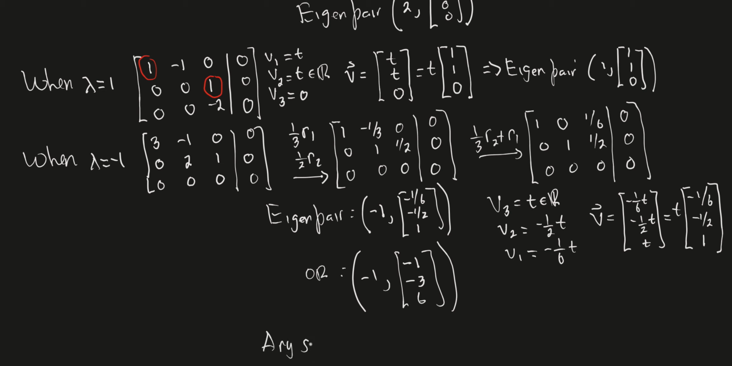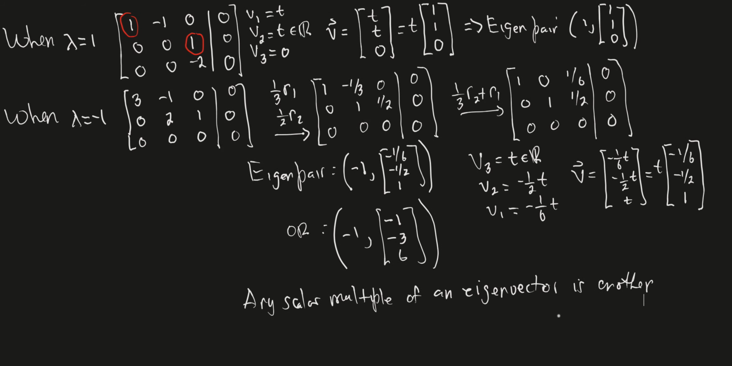So I'll just say that here. Any scalar multiple of an eigenvector is another eigenvector. The only thing you're not allowed to do is to multiply by 0. Going back to the definition of an eigenvector, it has to be non-zero. So in fact, maybe I should put that here. Any non-zero scalar multiple of an eigenvector is another eigenvector.